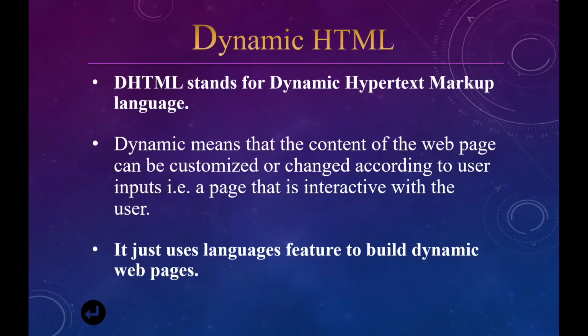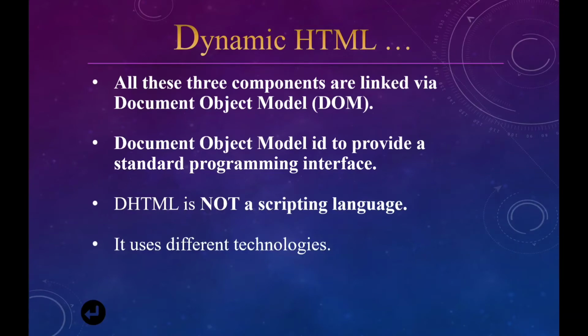Dynamic HTML. DHTML stands for Dynamic Hypertext Markup Language. Dynamic means the contents of the web page can be customized or changed according to the user inputs. To build dynamic web pages, DHTML uses a scripting language feature, and all these three components, HTML, CSS and scripting language, are linked through the Document Object Model, DOM.